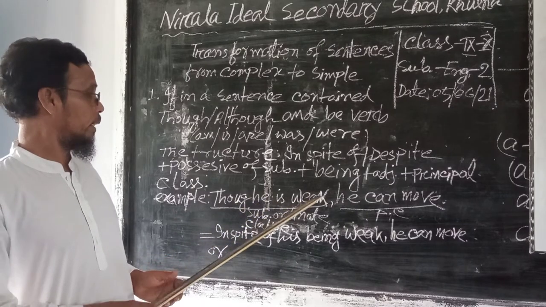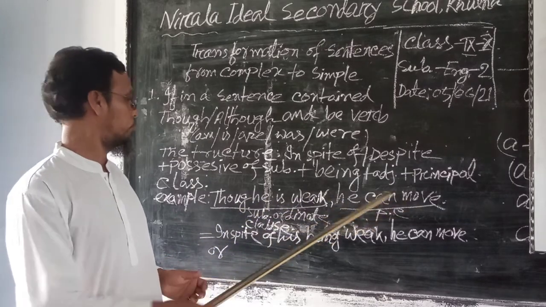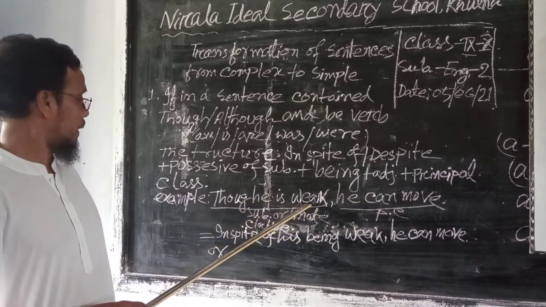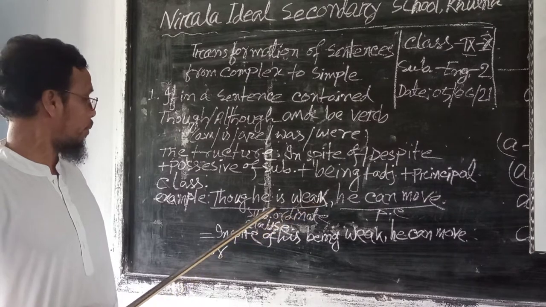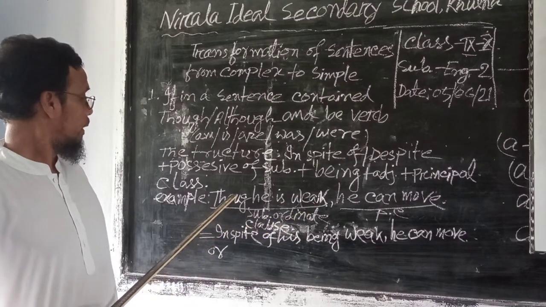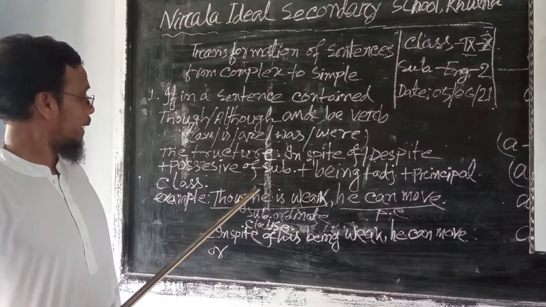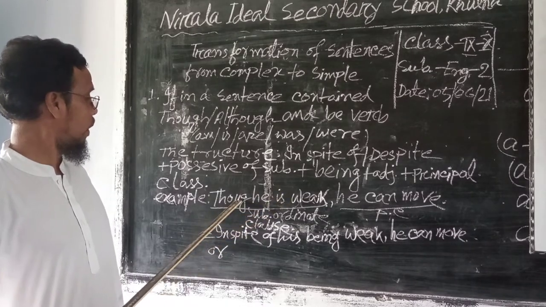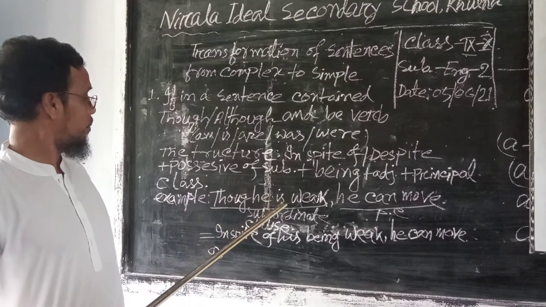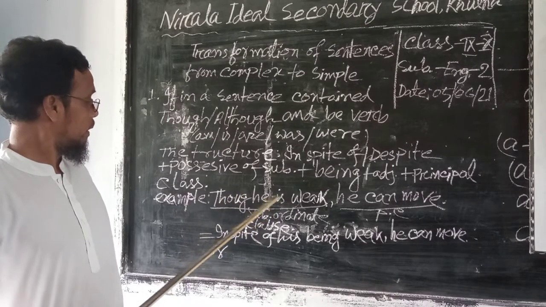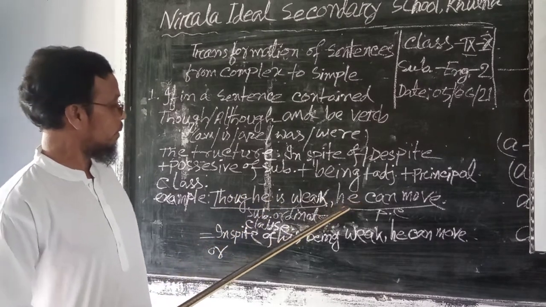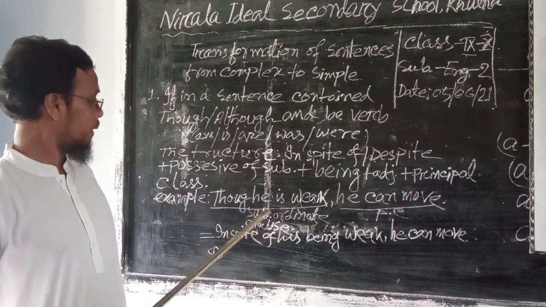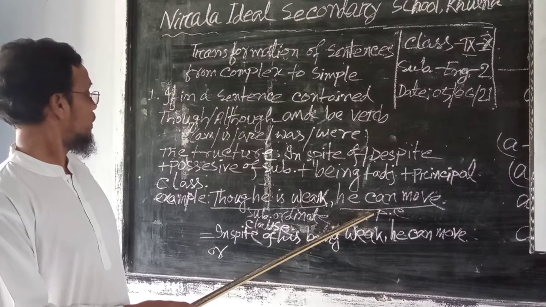Though he is weak, he can move. Look, the first part is the subordinate clause. Here, "though" and the be verb "is": "Though he is weak". And "he can move" is the principal clause. So, subordinate clause and principal clause.